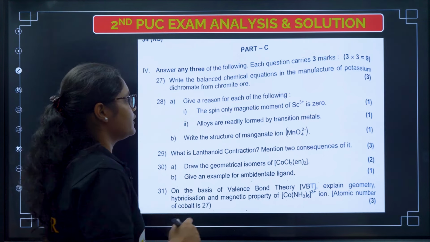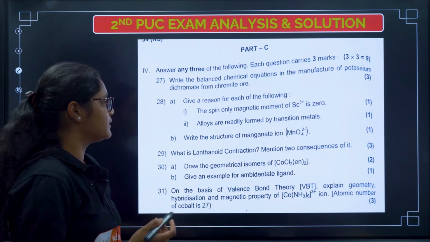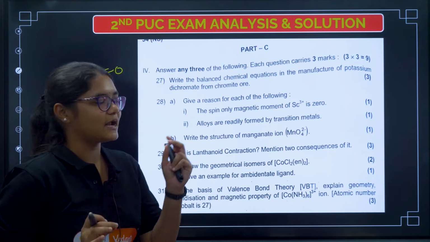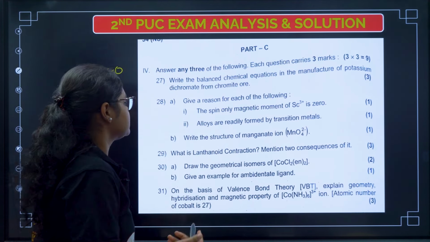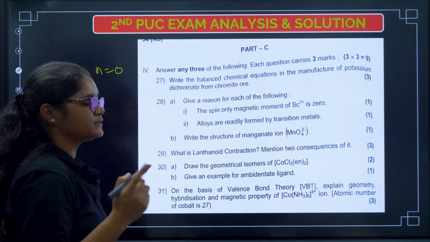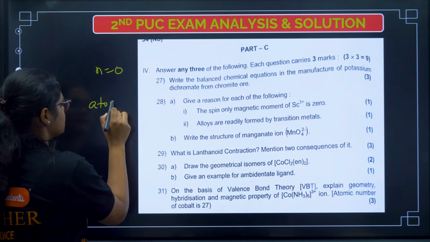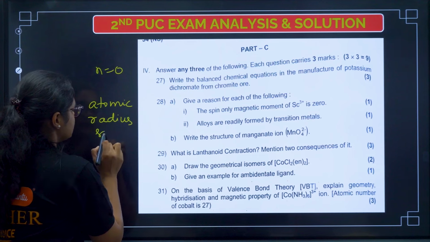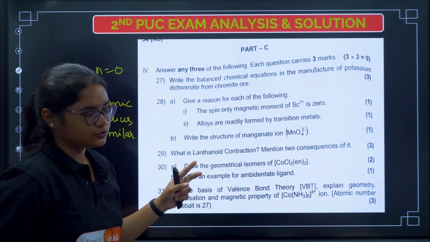Give a reason for the following. Scandium 3+ is 0. The magnetic moment of scandium 3+ is 0 because the number of unpaired electrons is 0. That's all. You have to just write that because scandium 3+ has no unpaired electron, the magnetic moment is 0. Next, alloys are readily formed by transition metals. It also carries 1 mark. The point you have to mention is that their atomic radii are similar. Atomic radius of all the transition elements are similar, right? So we'll get 2 marks for these 2 questions.